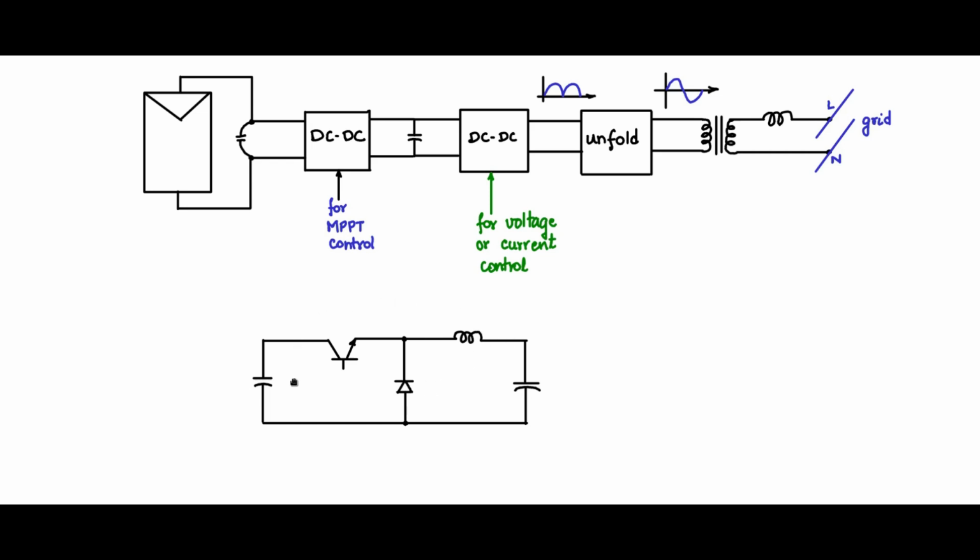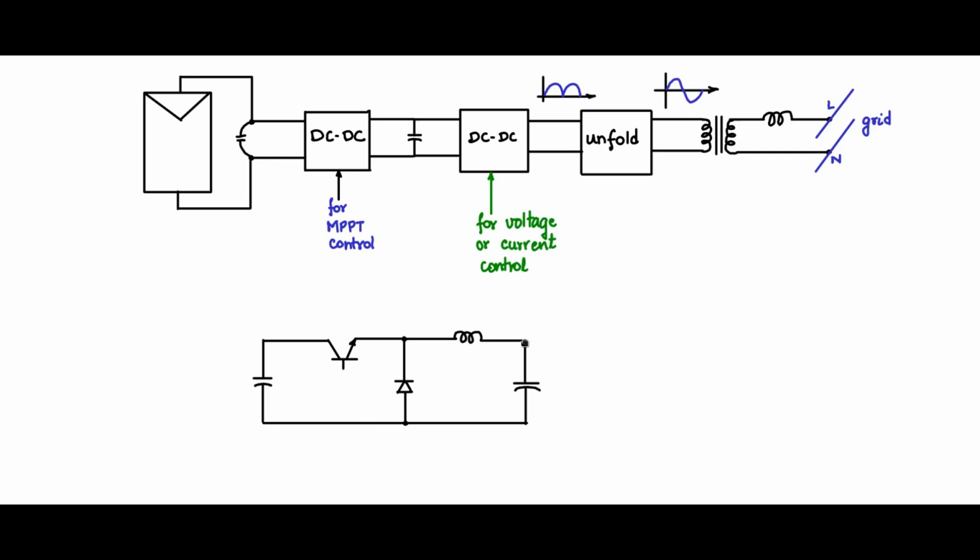Now you should remember that I have used this topology of a buck converter, but you may use any other DC-DC converter topology. This is only a representative topology. For explanation, I have used a buck converter. It could be a flyback converter, it could be an isolated converter, it could be a buck-boost converter, and so on and so forth. It could be a Z source converter.